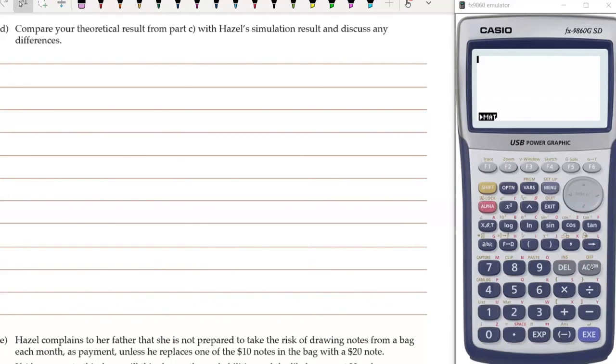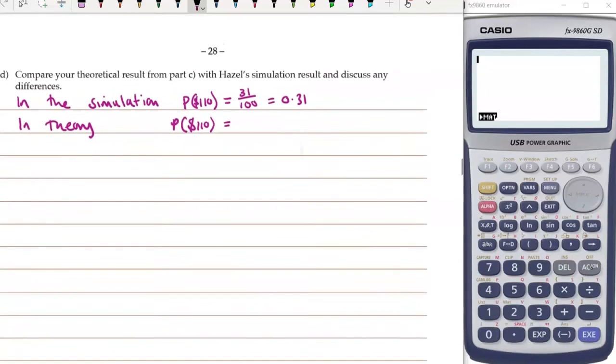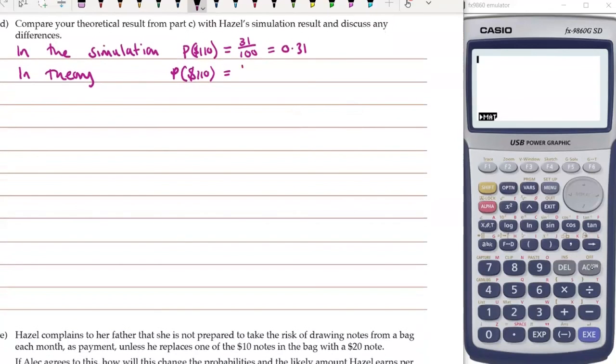So now comparing those two results, in the simulation, the probability of getting $110 was equal to 31 over 100, 0.31 from the results of that. In theory, the probability of 110 was equal to a third that we just worked out. So those are pretty close. And the simulation was run 100 times, and we'd expect if we ran it for many, many more, then it would get closer to a third.